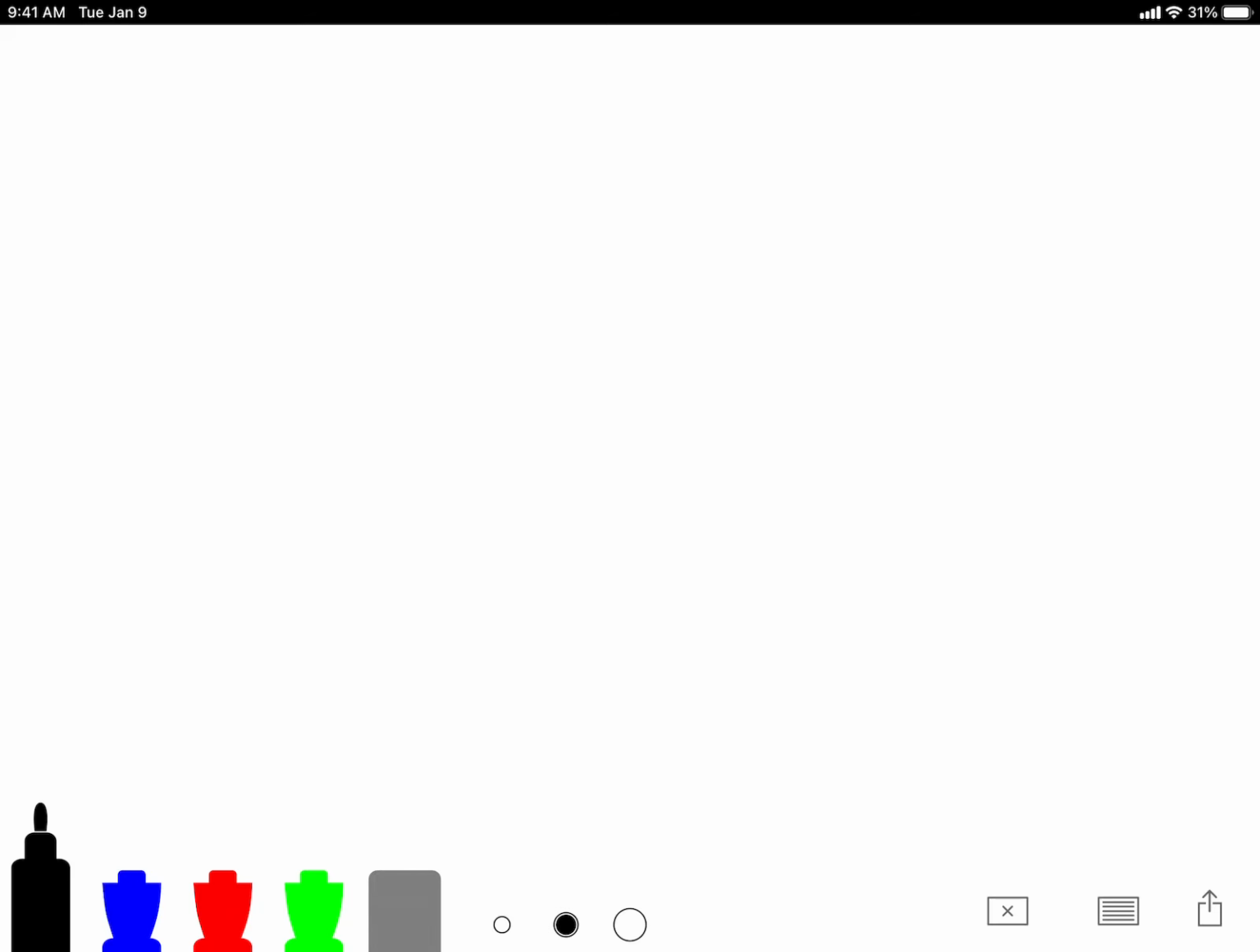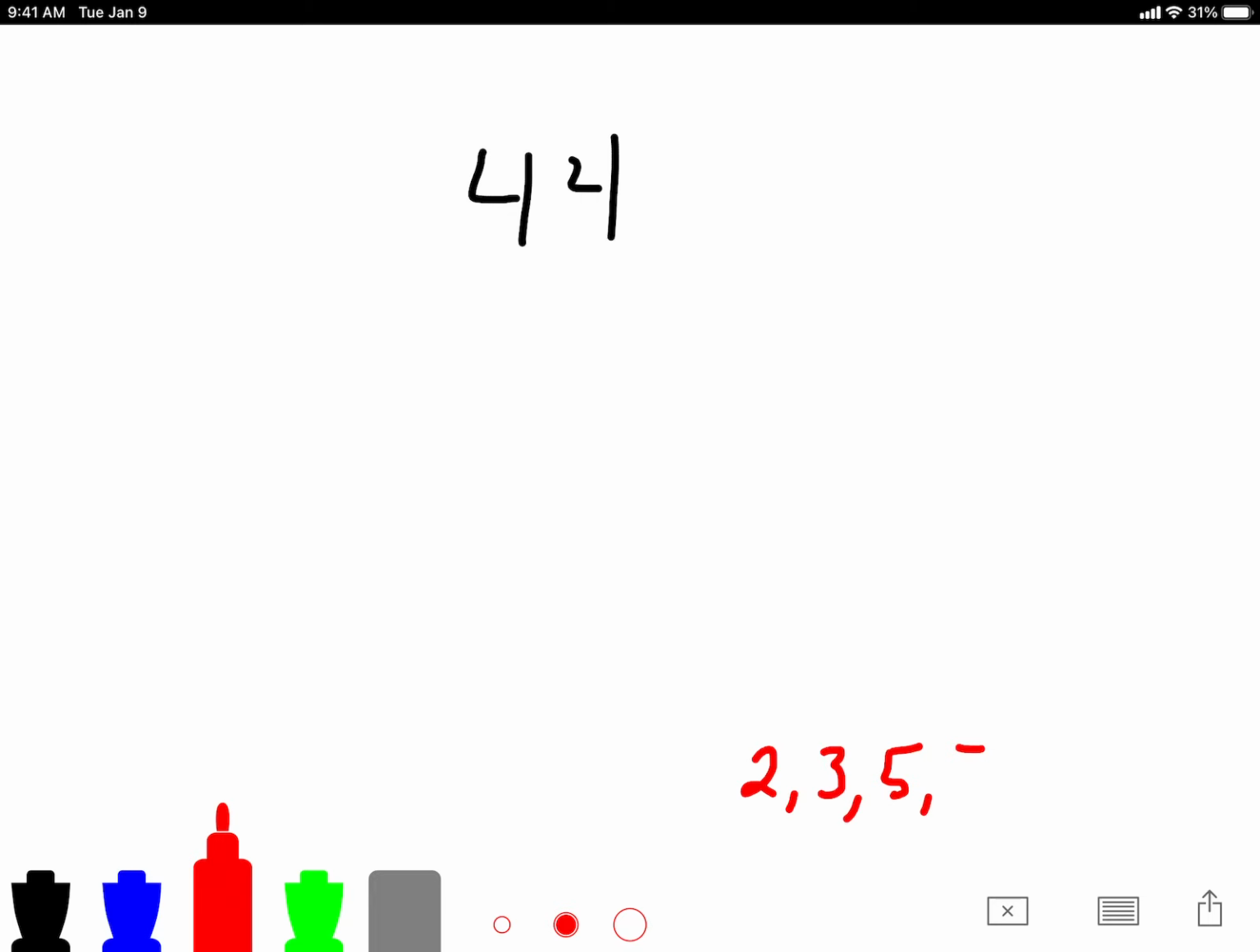So let me give you an example based off of a previous assignment that I've given. Let's say that we're trying to find the prime factors of 44. When we're thinking about this, we should always be keeping in mind what our first five prime numbers are. So our first five prime numbers are always 2, 3, 5, 7, and 11.